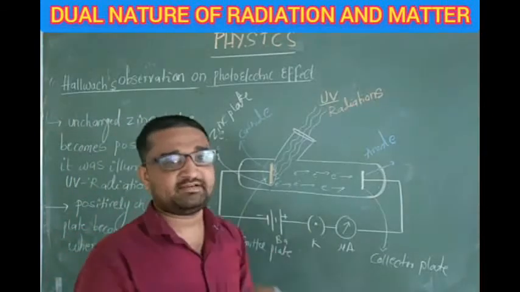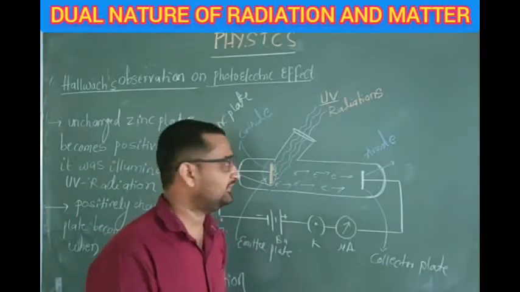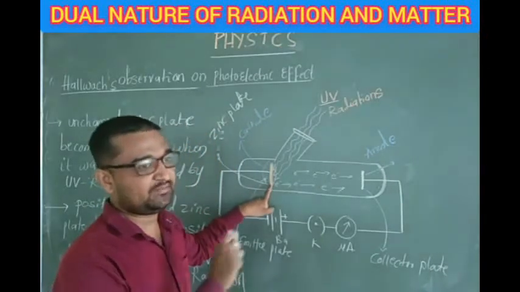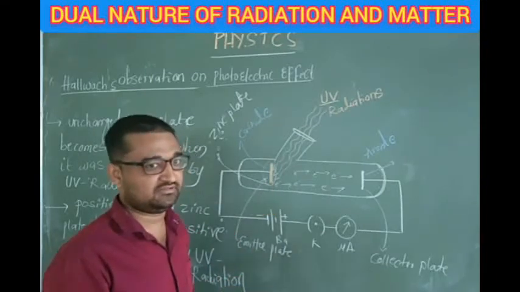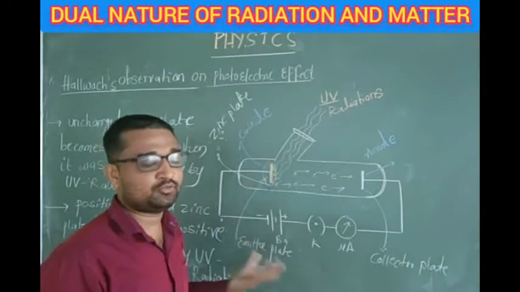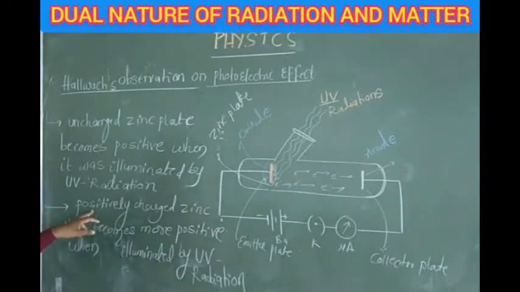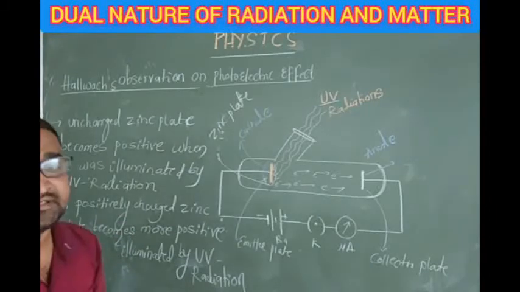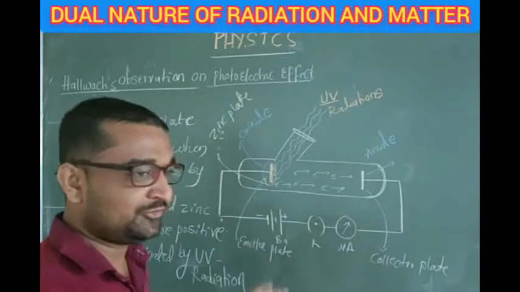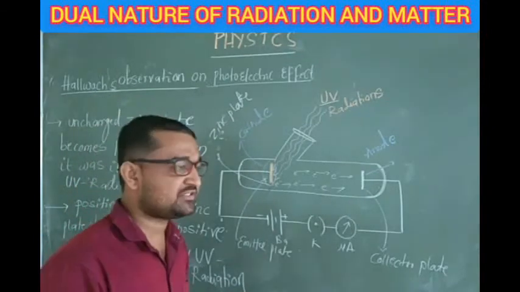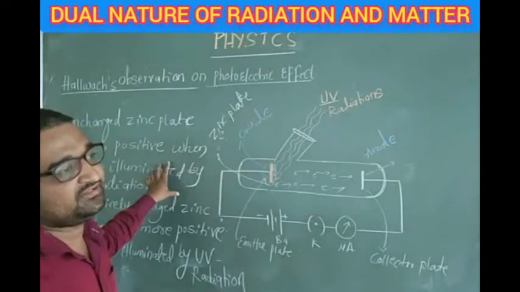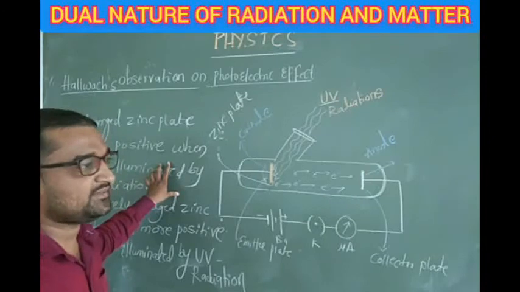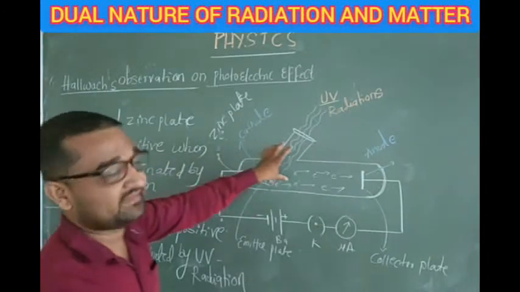We can confirm whether the photoelectric effect is happening in this way: because the uncharged zinc plate is becoming positive. Positive means what? The number of electrons removed. So when the number of electrons removed increases, it becomes more and more positive. So what he observed is that a positively charged zinc plate becomes more positive again when illuminated by UV radiation. If it was neutral, when UV radiations are illuminated on it, the zinc plate becomes positively charged. So the photoelectric effect takes place here.